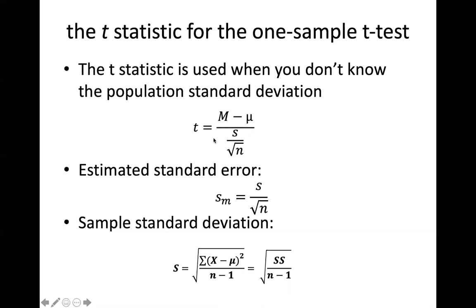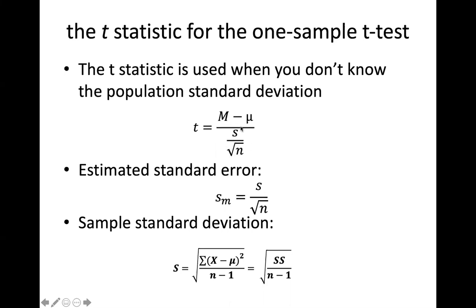But if we look at the denominator, if we look at this stuff down here, we notice things are different. So in the Z equation, this whole thing was called standard error. But this thing is called estimated standard error right here. This is S sub n. This whole thing is estimated standard error.